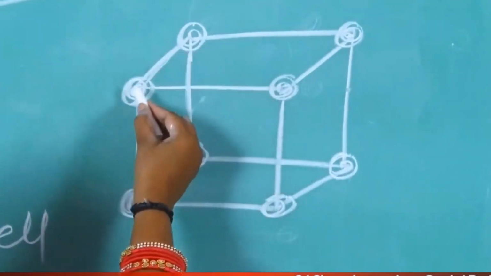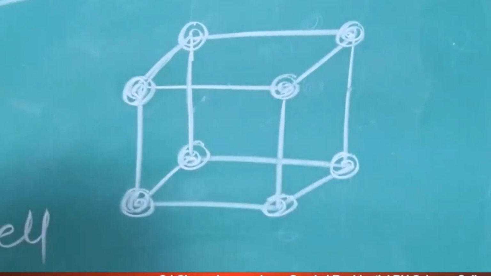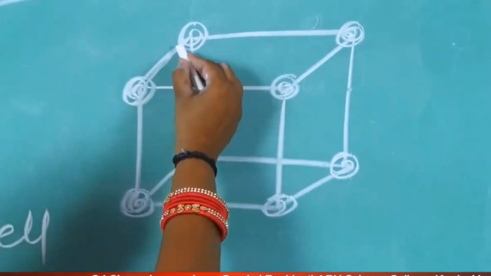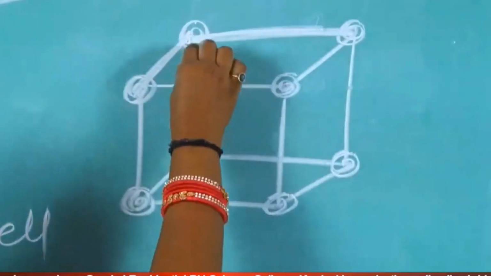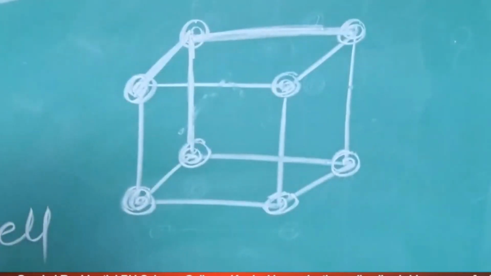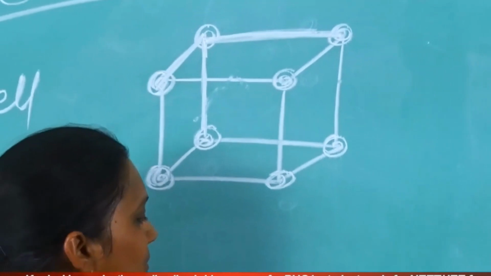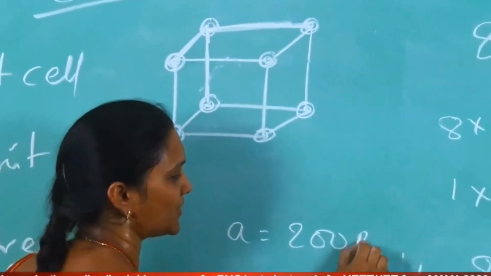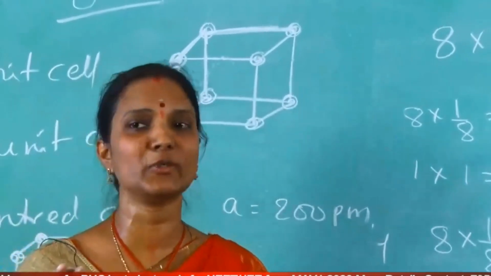Are these two also nearest neighbors? Which are touching here? These two are also nearest neighbors. Now, what is the distance between nearest neighbors? The edge length a is equal to 200 picometer. Find the distance between nearest neighbors in the primitive unit cell.